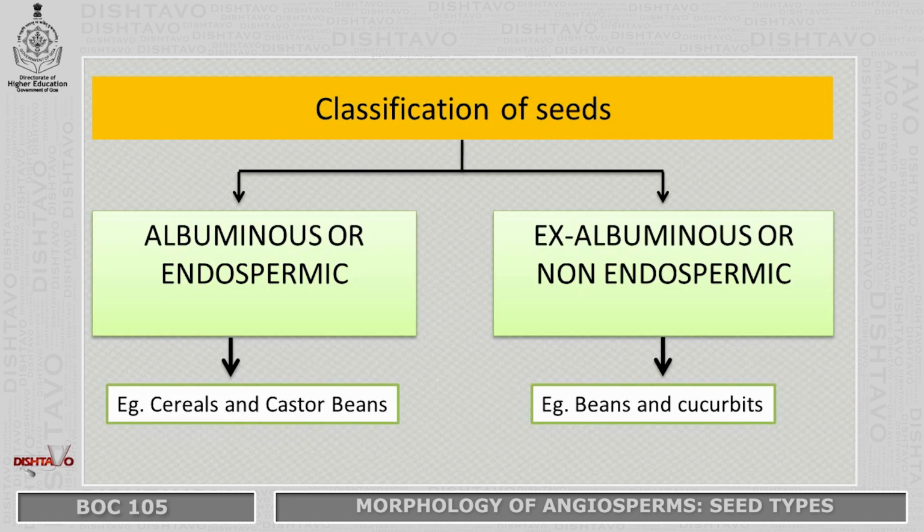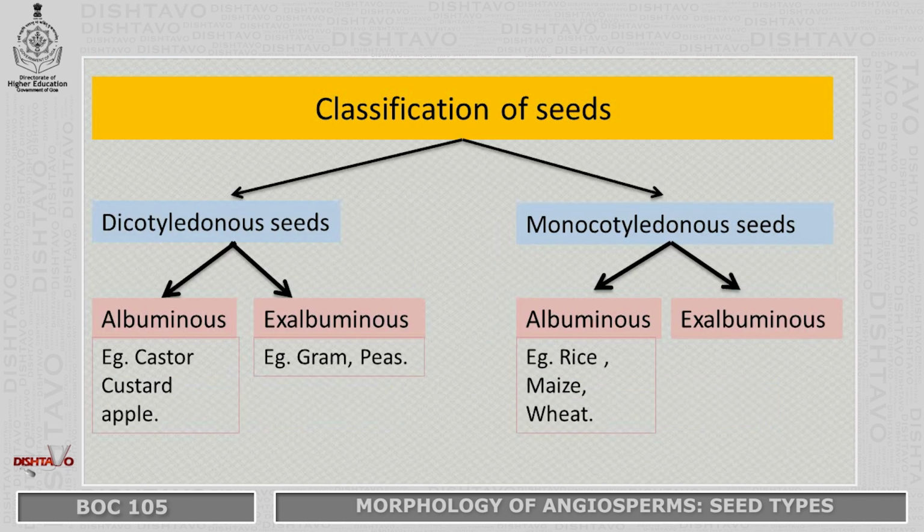Next, we have the classification of seeds. Based on this classification, we have two types: endospermic or albuminous seeds, and ex-albuminous or non-endospermic seeds. What do we mean by endospermic and non-endospermic seeds? We will take an example of a dicotyledonous seed and a monocotyledonous seed. So, let us have a look here. In dicot seeds, we have albuminous as well as ex-albuminous seeds. To explain what albuminous means, we take the example of a castor oil seed.